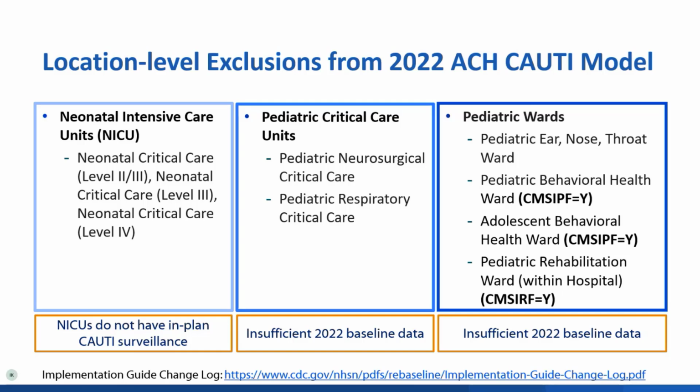Third, specific pediatric wards are also excluded for that same reason, insufficient baseline data, and these include the pediatric ear, nose, and throat ward, pediatric behavioral health wards, adolescent behavioral health wards, and pediatric rehabilitation wards. You'll also notice some of these have a designation CMS IRF equals yes. That indicates that they were previously reported but lacked sufficient data for inclusion. These exclusions were necessary to ensure that the model is built on robust and reliable data. These units either lacked enough data or, in the case of the NICUs, weren't included in the CAUTI surveillance plan.